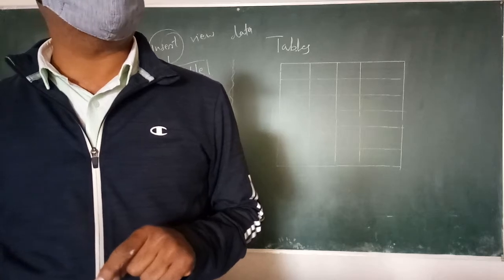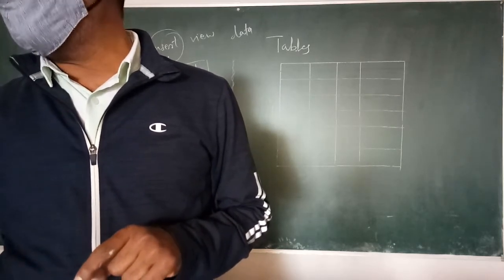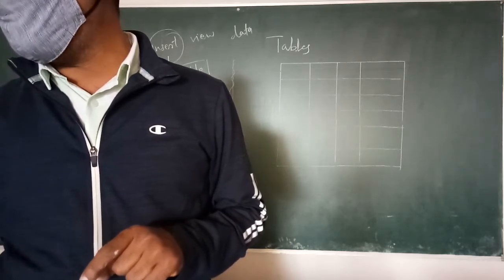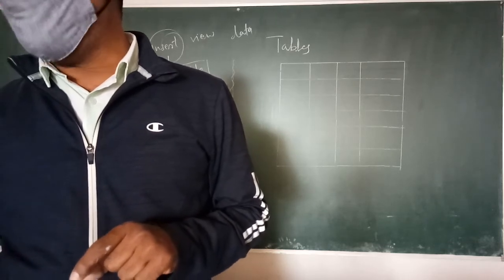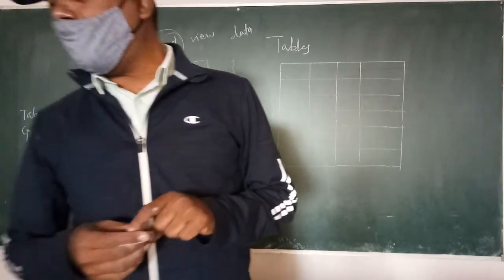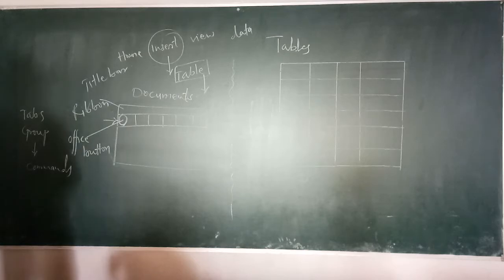See in your textbook, page number 13, there is one picture on the right side bottom. You can see the Insert tab is there. In the Insert tab, the Table option is there. And when you click on the Table option, you can see a window will appear. In that window, different options are there. Which are the options available in that table?